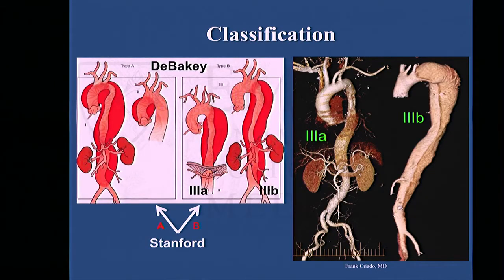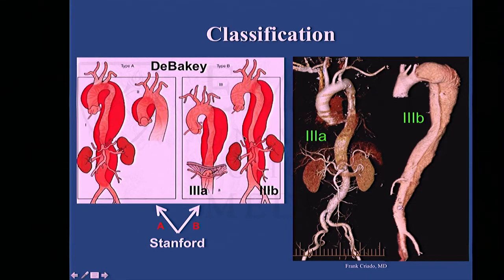Just a quick review, there's two classifications we use for aortic dissections. The Stanford is the easiest. Basically, anything proximal to the left subclavian is considered a type A. Anything distal is a type B. Dr. DeBakey went even more detailed and called a DeBakey 1 a dissection that involves the entire aorta. A type 2, which are pretty rare, involves only the ascending aorta.